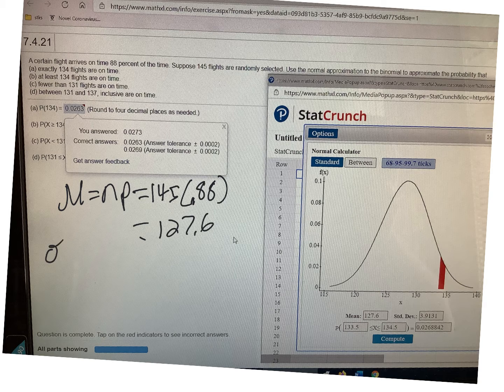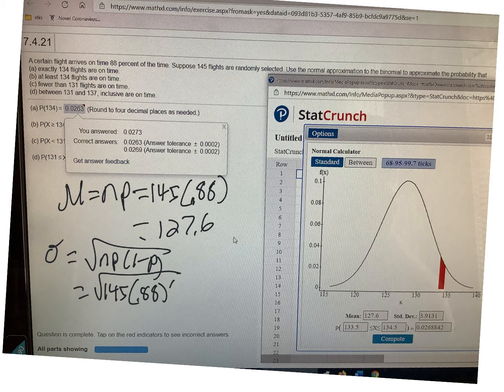Then you gotta do the standard deviation for this sample. It's the square root of n times p times 1 minus p. So we've already got the first part of it, 145 times 0.88 times 1 minus 0.88. And I've already calculated that too. It comes out to 3.9131 roughly. So you got to calculate this part by hand, but they give you the two numbers you need. The formulas, of course, are in the section.